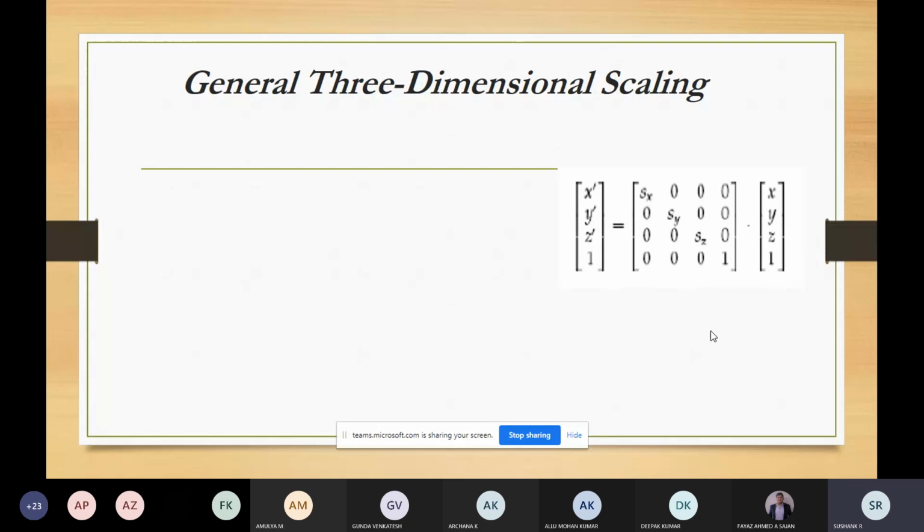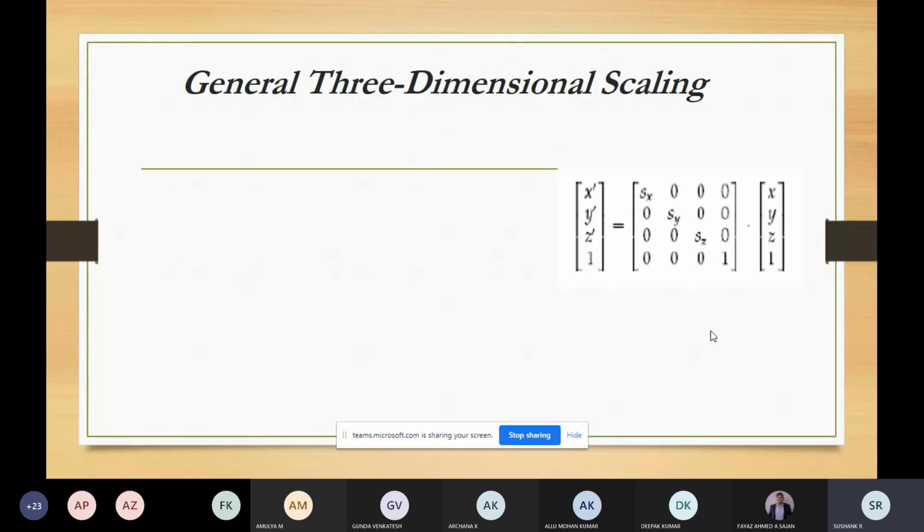If the scale along the x-axis and y-axis is 2, the object will get enlarged. Here, for the same concept, we are adding the z dimension. And one more thing: when the values of Sx and Sy are the same, we get uniform scaling. When those two values are different, we get non-uniform scaling.